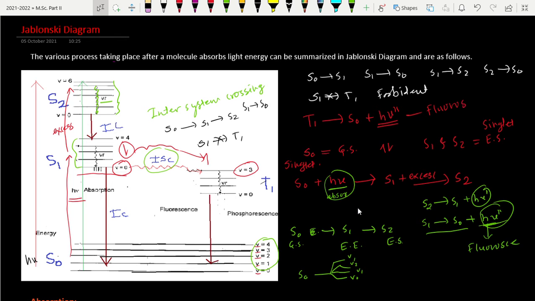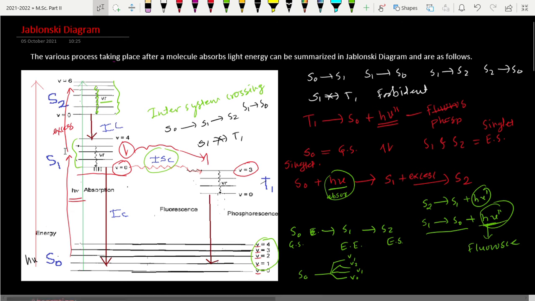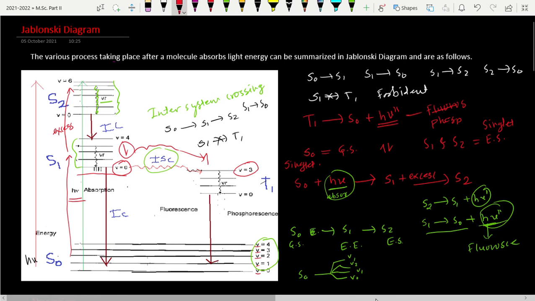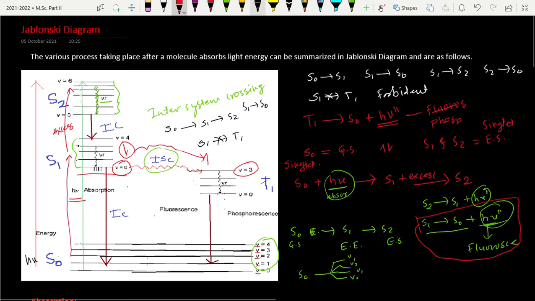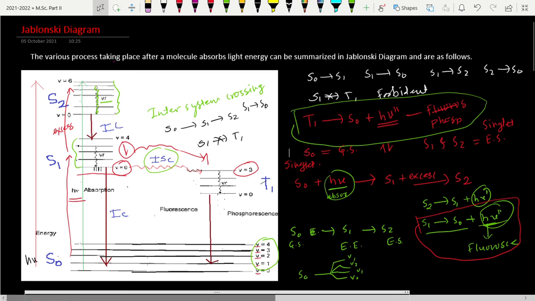Sorry, phosphorescence. It is phosphorescence. So when the energy is emitted from S1 to S0, you can see that S1 to S0, this is known as fluorescence. And when the energy is emitted from the triplet state to S0, it is known as phosphorescence. Okay, so this is how the Jablonski diagram works.